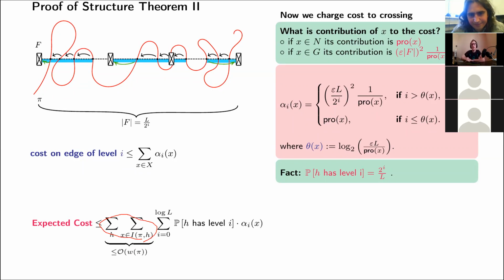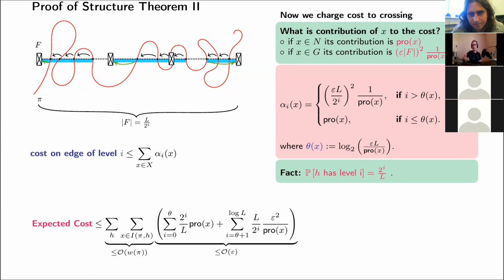What I want to plug in now is this probability that h has level i. This is just because we have selected the random quad tree. This is 2^i over L. Let's plug it in, and what we are left with is plugging in these alpha i's. So let's plug it in.